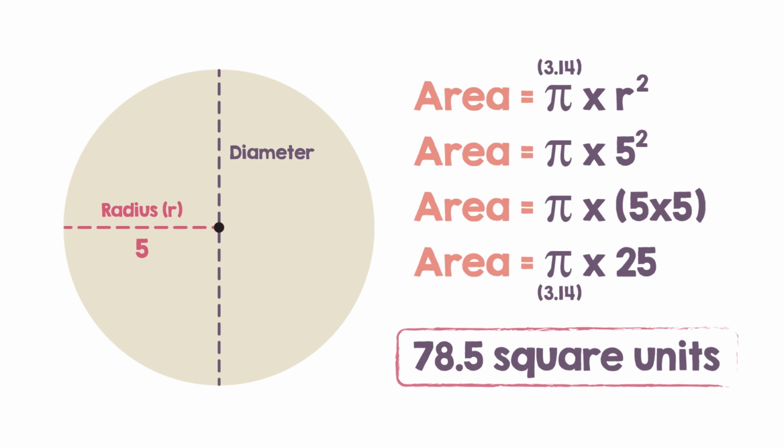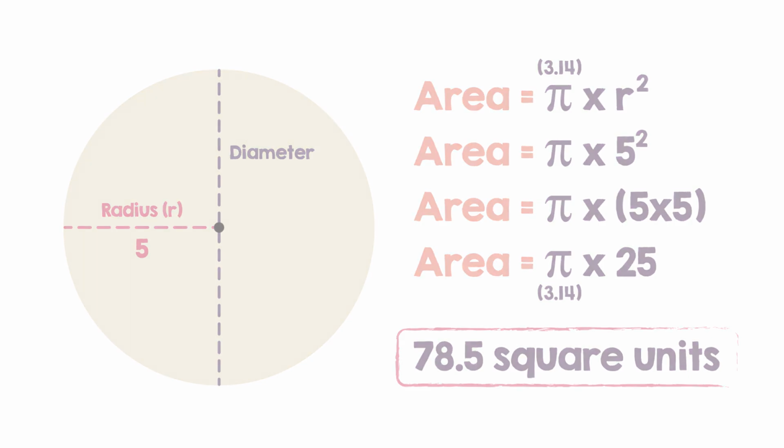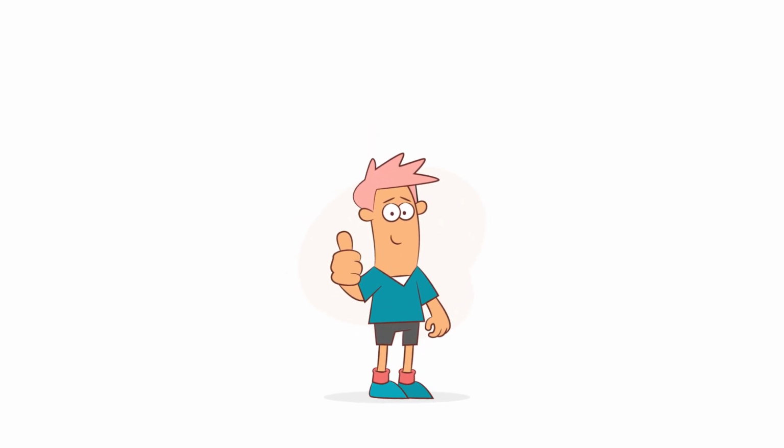Let's review. To find the area of a circle, just remember the formula pi times r squared. Square the radius, multiply by pi, and you've got the area. Easy and fun. Great job learning the area of a circle today.